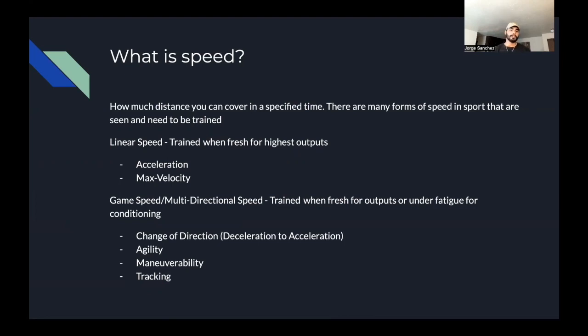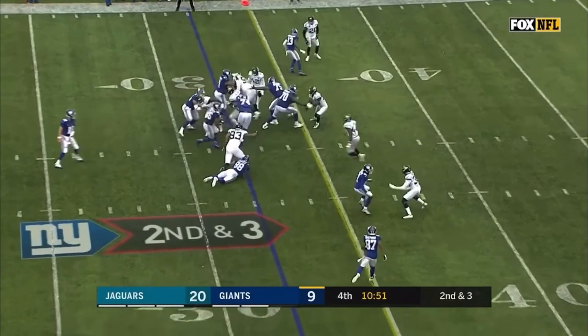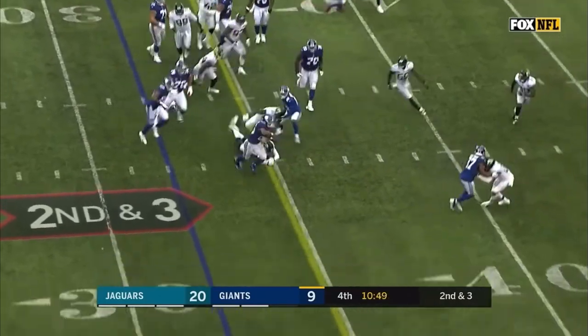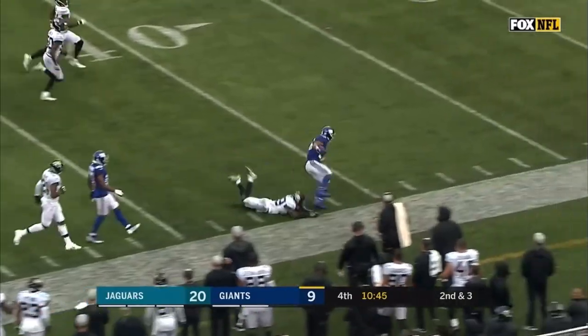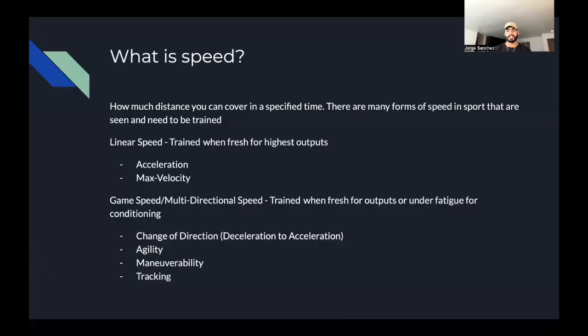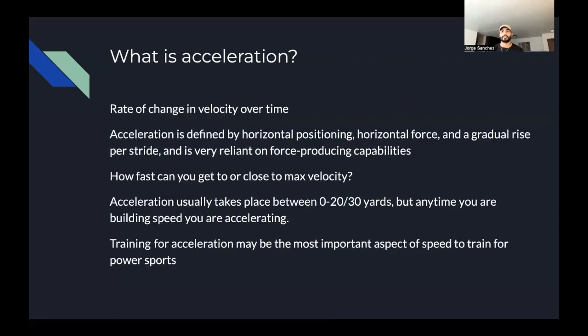Then from a multi-directional game speed perspective, we have deceleration, change of direction, agility, maneuverability, and tracking, which should be trained when fresh for outputs and skill development, but they also need to be trained under fatigue for conditioning to emulate what the game gives you. So let's kick off this first video by discussing acceleration in depth.